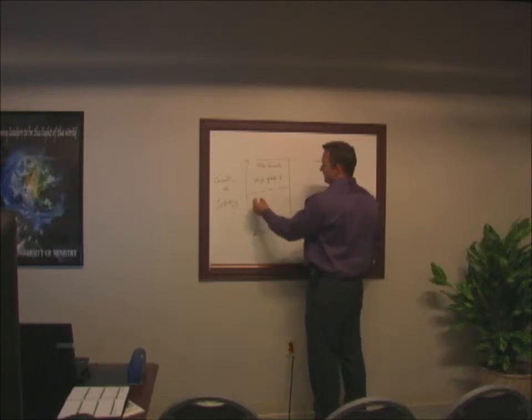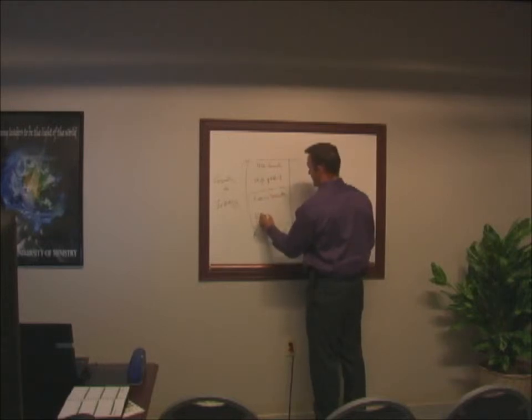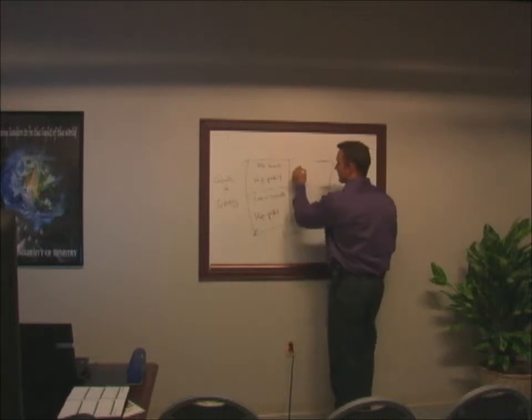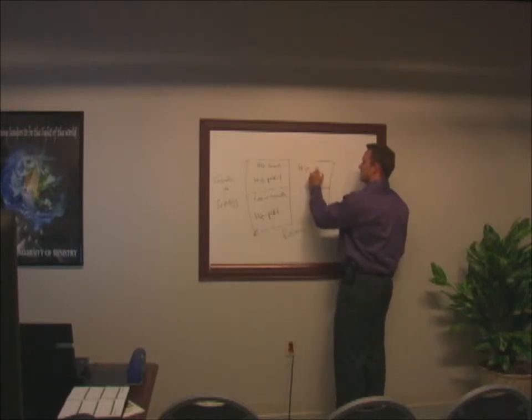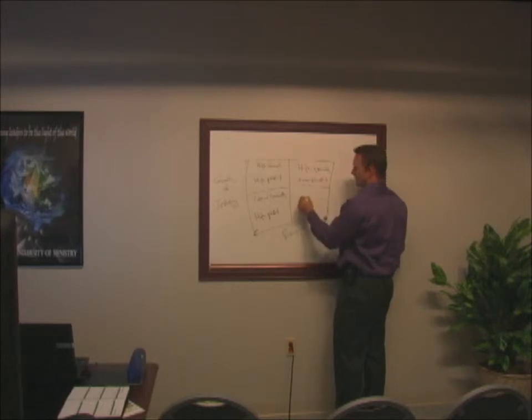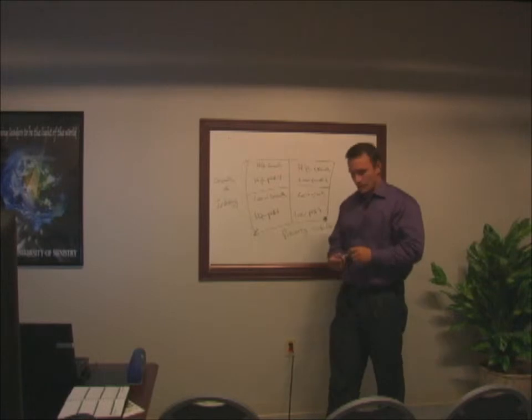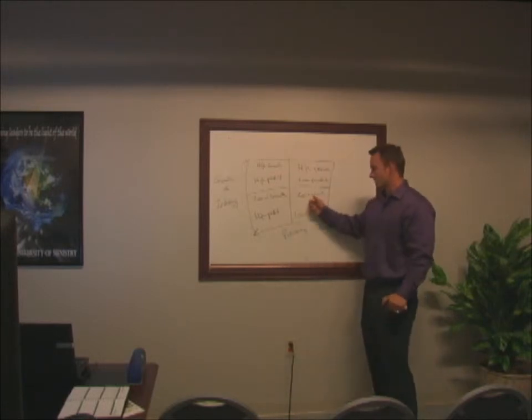This one down here is a low growth industry, right? But still has high profit. Up here in this category is a high growth industry with low profit. And over here is a low growth industry with low profit. Okay. So let's start off with this one, because this is the one that's the easiest to see.